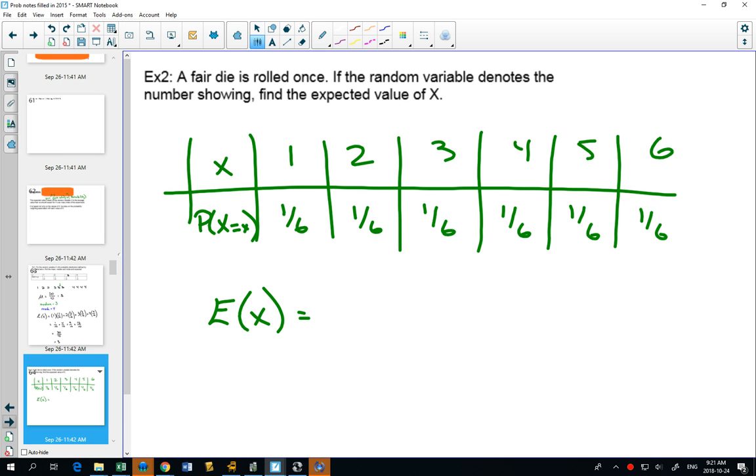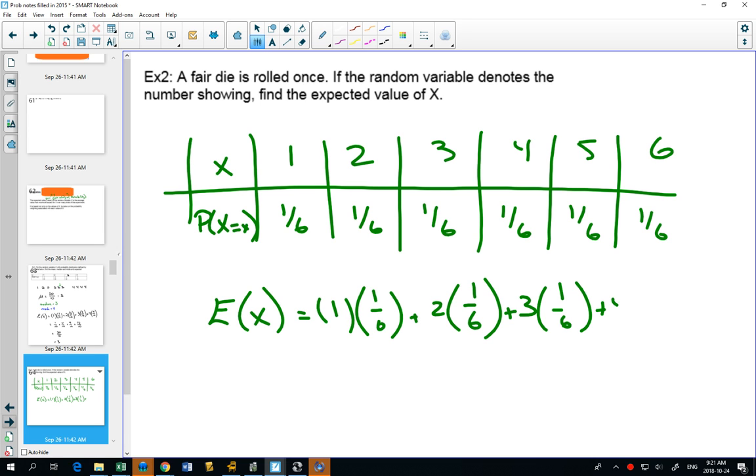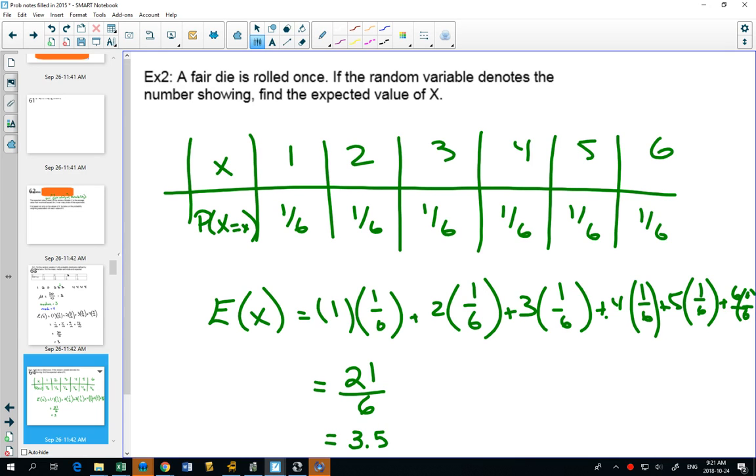So our expected value is going to be 1 times 1/6, plus 2 times 1/6, plus 3 times 1/6, plus 4 times 1/6, plus 5 times 1/6, plus 6 times 1/6, which ends up being 21 over 6, which you're correct, works out perfectly to 3.5.